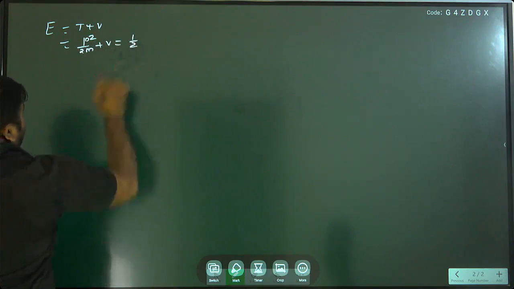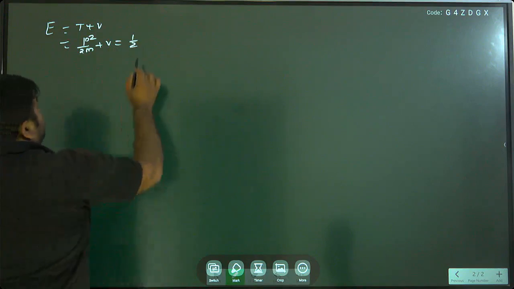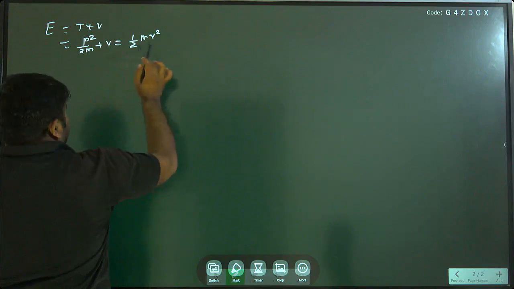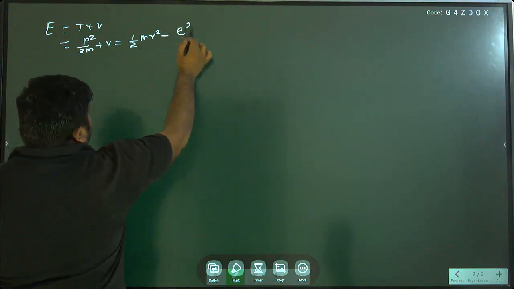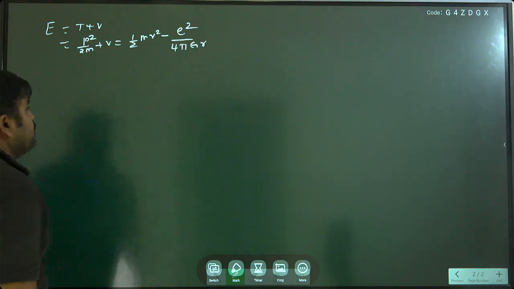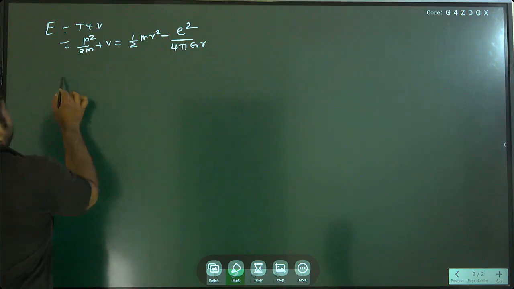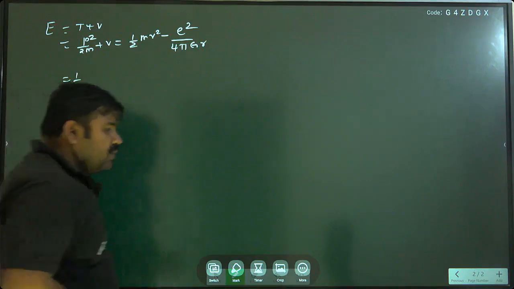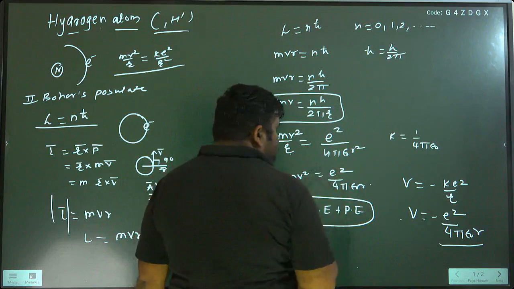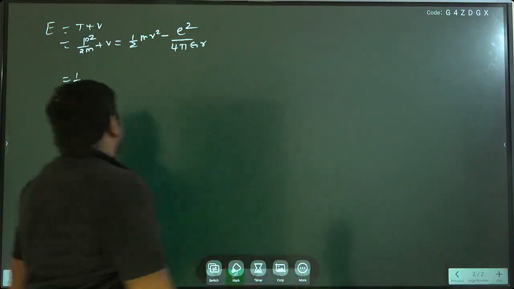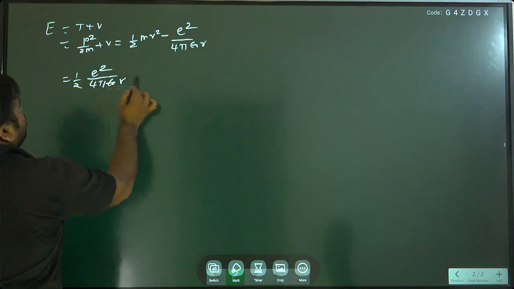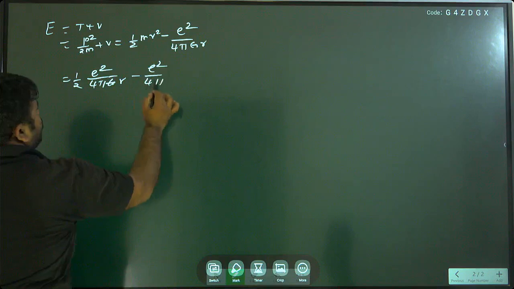p square can be written as m square v square. Means 1 half mv square, one m gets cancelled, understood? Plus the potential energy for the hydrogen atom, minus e square upon 4 pi epsilon naught r. Okay, this is the potential energy of the hydrogen atom. And what is the value of 1 half mv square? 1 half, write down as it is. And what is the value of mv square? From the second Bohr postulate, mv square is equal to e square upon 4 pi epsilon naught r. Substitute here. Then this is equal to how much? e square upon 4 pi epsilon naught r minus e square upon 4 pi epsilon naught r.